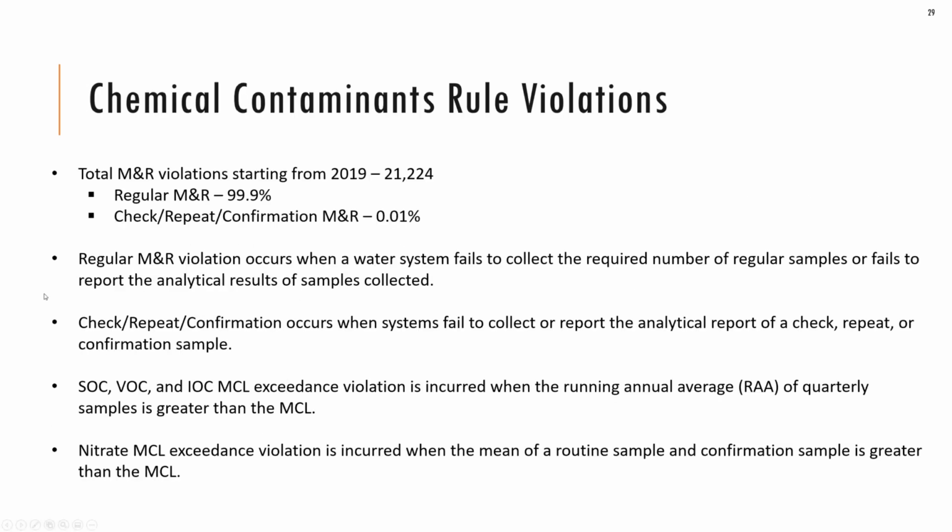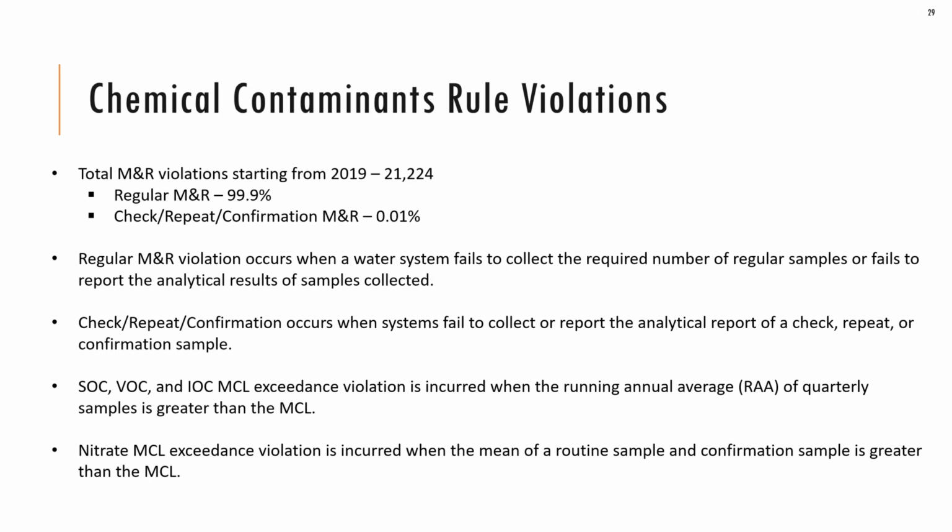So here are the monitoring reporting violation statistics from 2019. There are 21,000 violations total for SOCs, VOCs, and IOCs, and 99.9% of these violations were attributed to the failure to collect routine samples or to report analytical reports to the state. There are also very few violations for monitoring reporting of check, repeat, or confirmation samples. These samples are necessary for certain contaminants like arsenic and nitrates as part of their additional monitoring requirements.